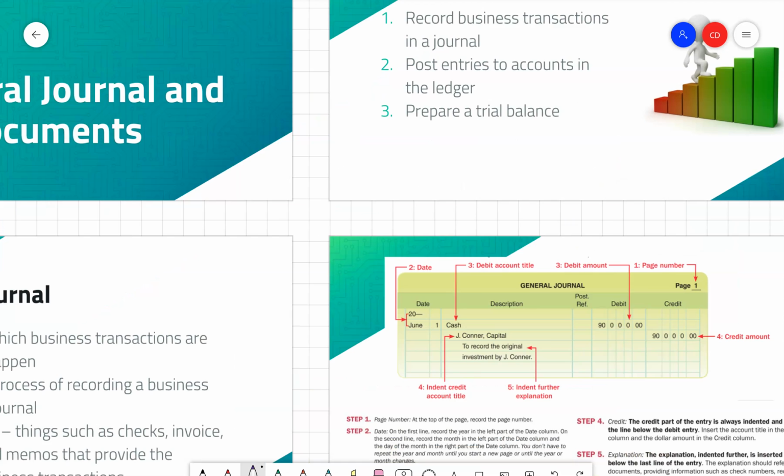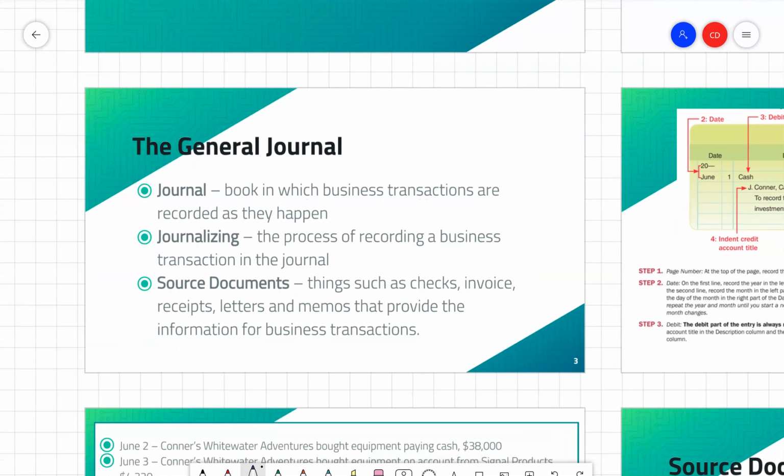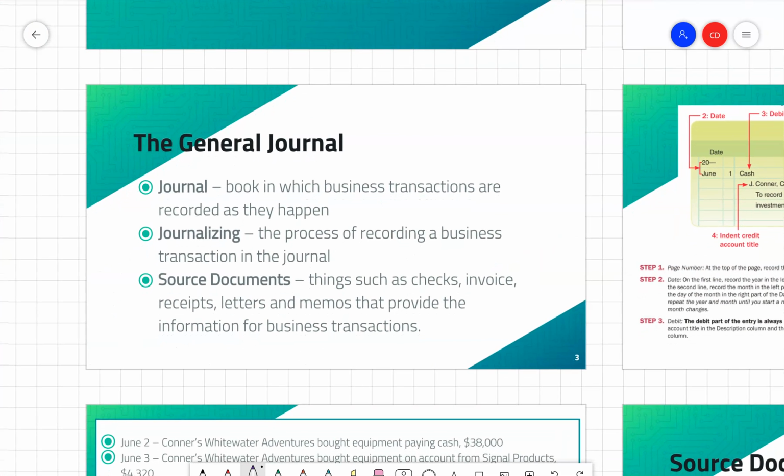Okay? So let's talk about what a journal is, the general journal. So a journal is a book in which business transactions are recorded as they happen. Journalizing is the process of recording a business transaction in the journal. And then your source documents are things such as checks, invoices, receipts, letters, and memos that provide information for business transactions.